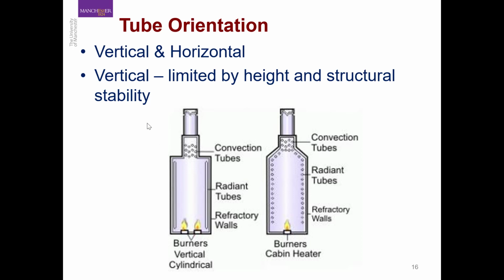So this is the limit for vertical furnaces, while for the case of horizontal furnaces, we don't have such a limit. We can make them as big as we want. Obviously, we still have to worry about the stability of the structure, but the length of the tube or the size of the tube is not limited by the size of this whole structure.